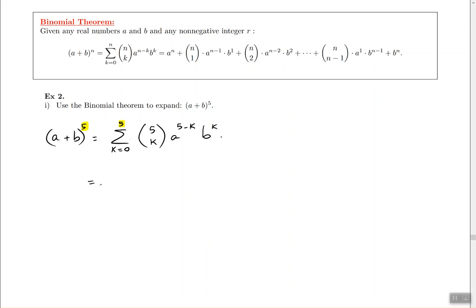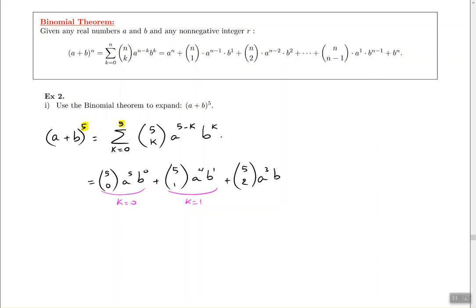So let me explain. First we make k 0. If k is 0, we get 5 choose 0, and then a to the power of 5, b to the power of 0. Then 5 choose 1, and we increase the k by 1. In the first step, k was 0. In the next step, k is 1. So when k is 1, the power of a becomes 5 minus 1, which is 4, and b ends up with the power of 1. The next term is 5 choose 2, because this time k is 2, and then a to the power of 5 minus 2, which is 3, b to the power of 2. And I keep doing that until I get to k equal 5.